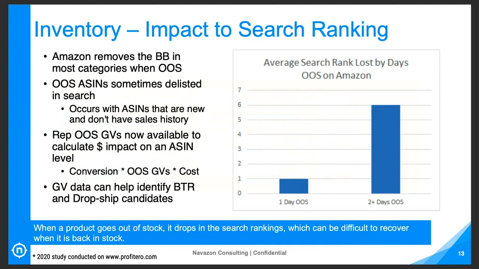The graph over at the right just gives an example here. With 1 day out of stock, generally you'll lose about 1 search rank or so. If you go longer than that, so just 2 days, you'll start going up in the ranking, and that report ended up finding that you would actually lose about 6 placements within your search rank when you're out of stock for 2+ days.